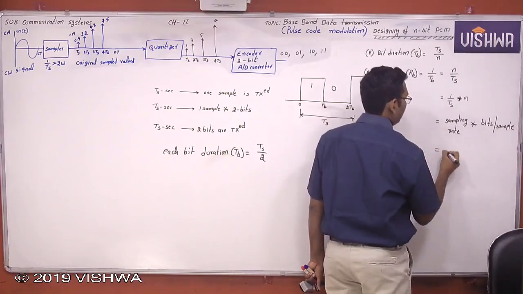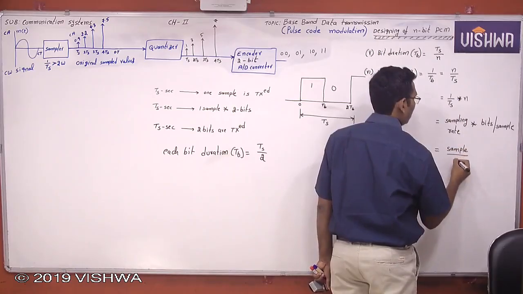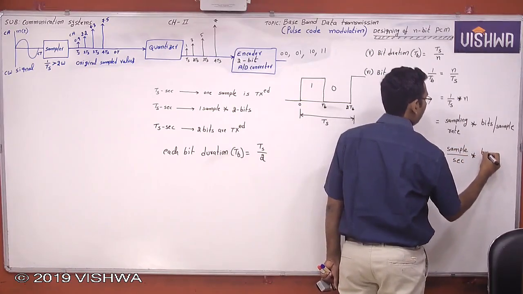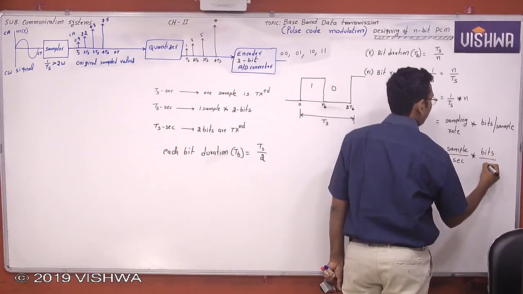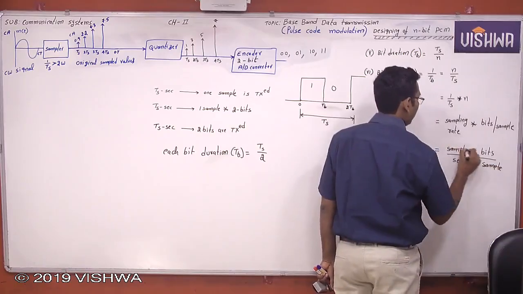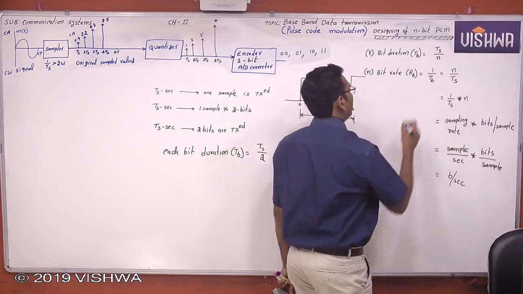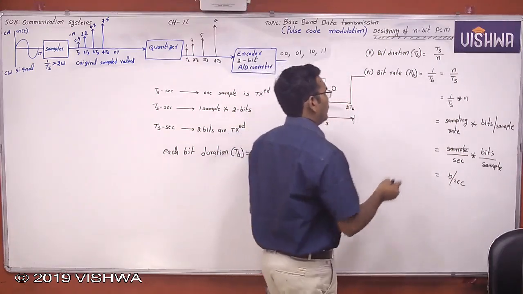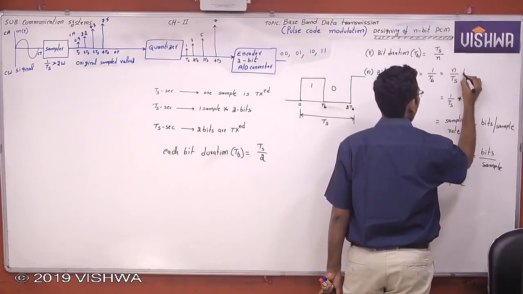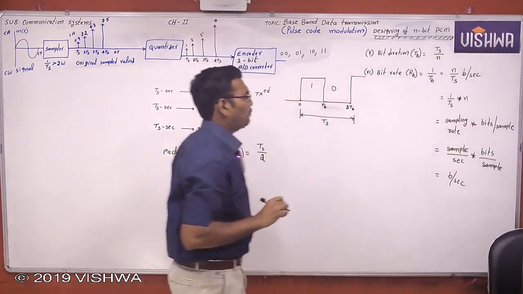What is the sampling rate? Samples per second. What is the bit rate? Bits per sample. So the sample cancels, which is nothing but bits per second. That is the bit rate RB, which is equal to 1 by TB, which is equal to n by TS. Bits per second is the bit rate. No doubt.